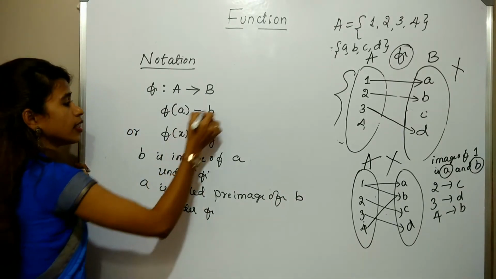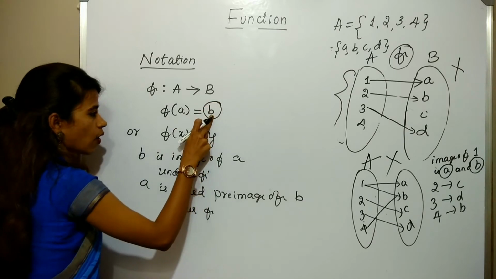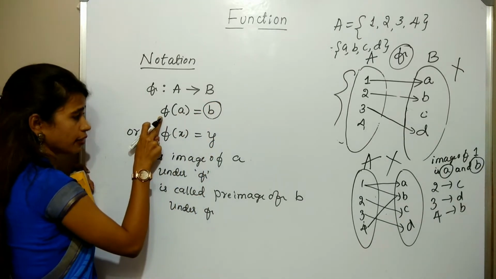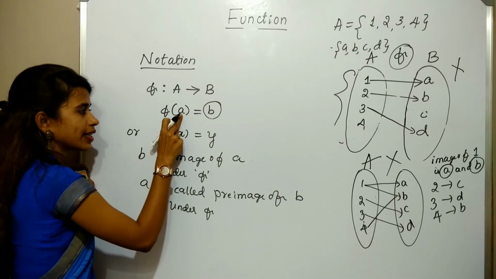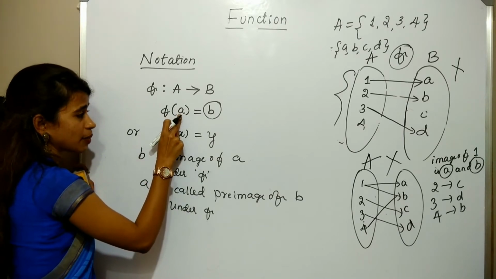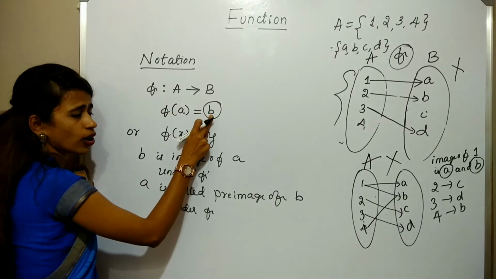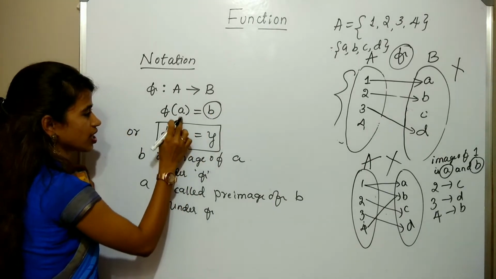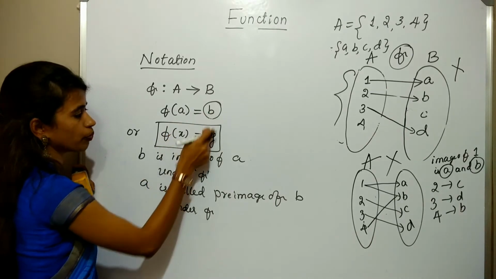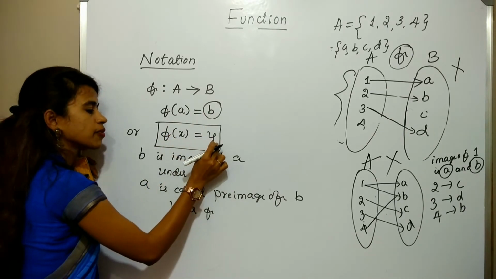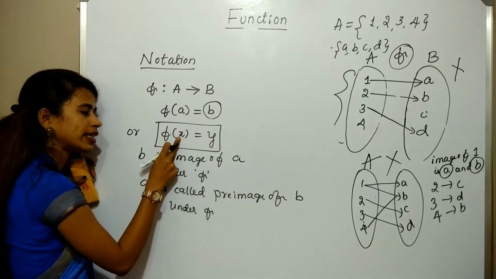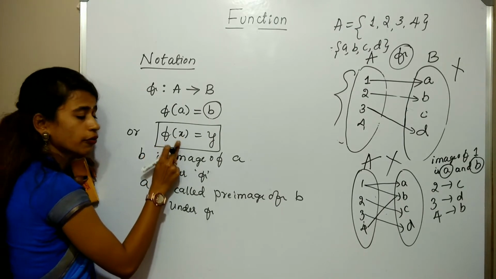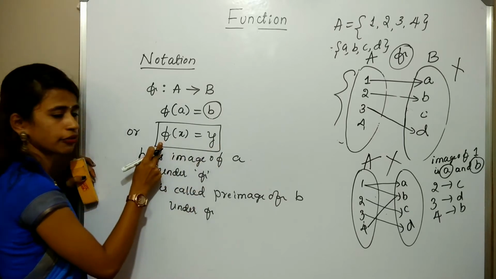So that is, here the small b is called image of what? The element A under f. And A is called a pre-image for B under the same function f. Now, in place of A I am just taking x, in place of B, y. Here y becomes the image of the element x under f, and x becomes pre-image of y under the function f.